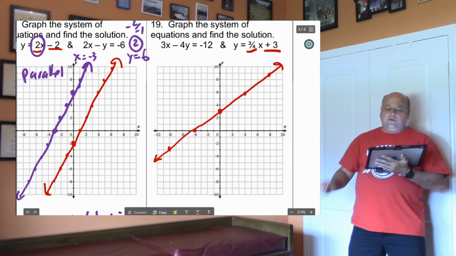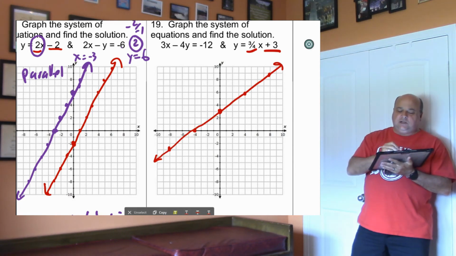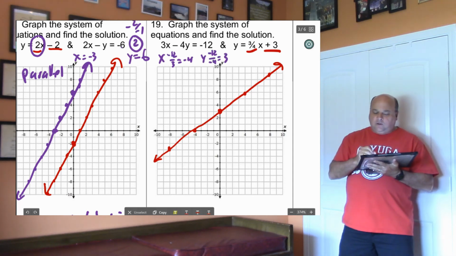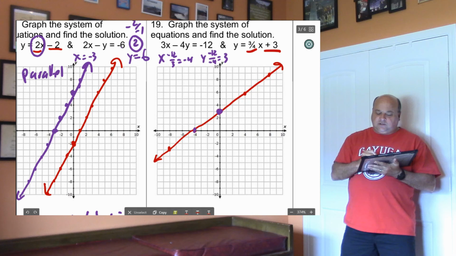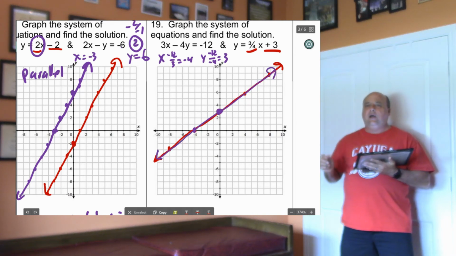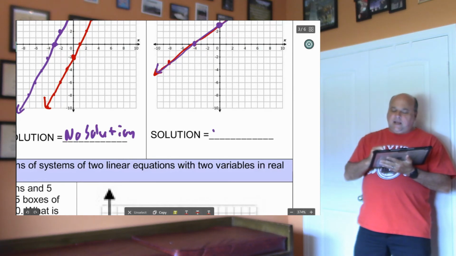Now then, let's do the other line in purple. I'm going to get my intercepts. My x-intercept is going to be negative 12 divided by 3, which is negative 4. My y-intercept is going to be negative 12 divided by negative 4, which is 3. So the y-intercept's 3, my x-intercept's negative 4. Notice it's going to graph this same line, right? So if it graphs the same line, you write down infinitely many solutions.